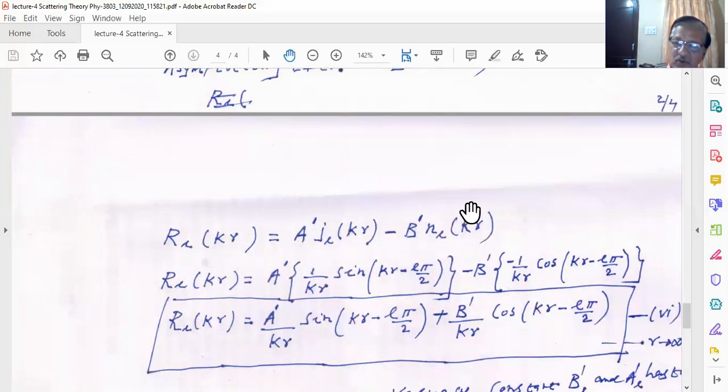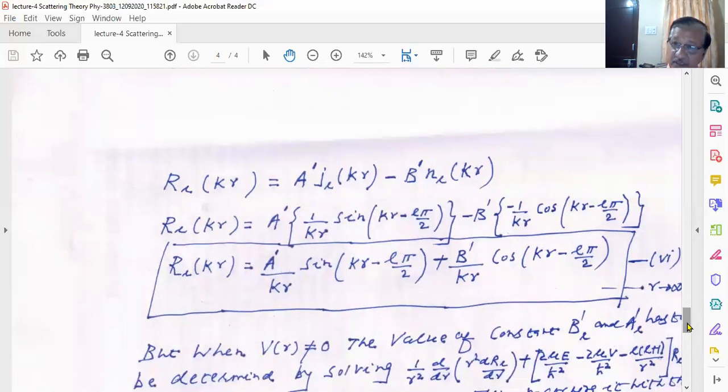And this is the value of a spherical Neumann function when r is very large, given by minus 1 upon kr cosine of (kr minus lπ/2). So you can see this expression. So the solutions of the Schrodinger wave equations for a system of two particles is R_l(kr) is A' sin(kr minus lπ/2) upon kr, because you see 1 upon kr I'm taking in the numerator.